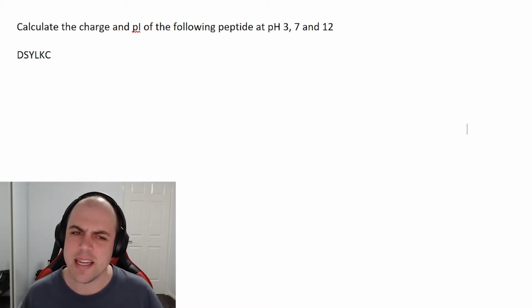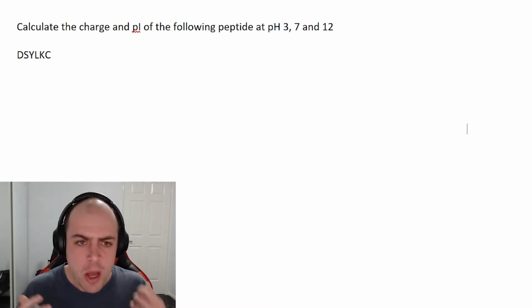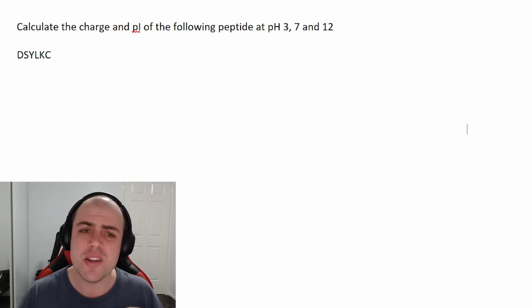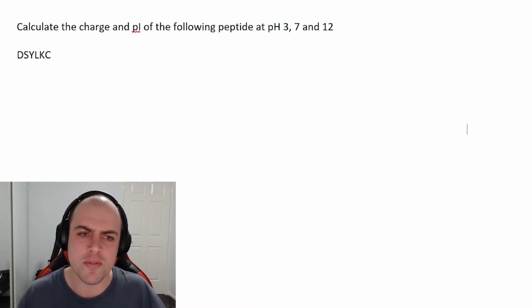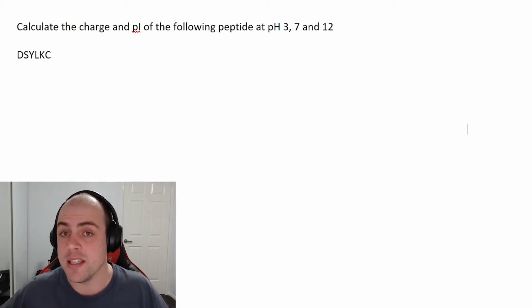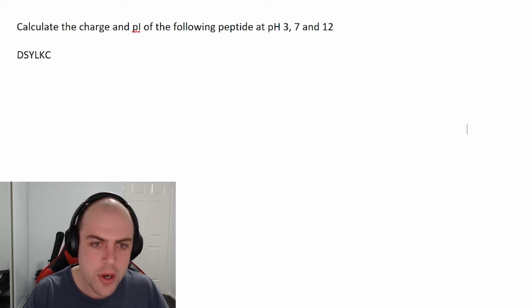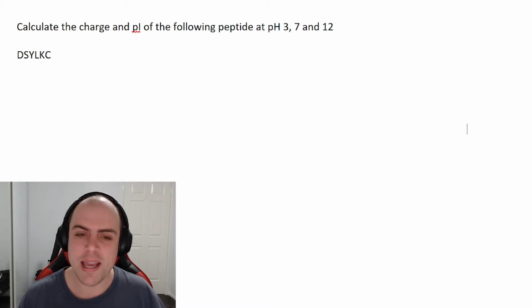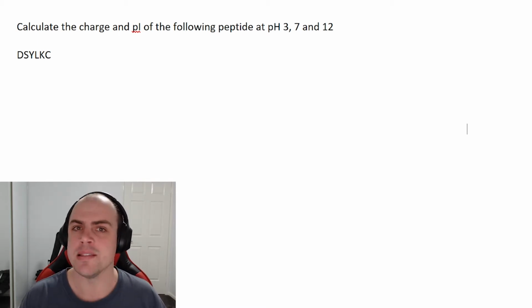Now, is this strictly necessary? Not really. But what I find this is good for is to make sure we don't make any silly mistakes in terms of accidentally looking at the 1-letter code and thinking it's a different amino acid. So D is aspartate, S is serine, Y is tyrosine, L is leucine, K is lysine, and C is cysteine.